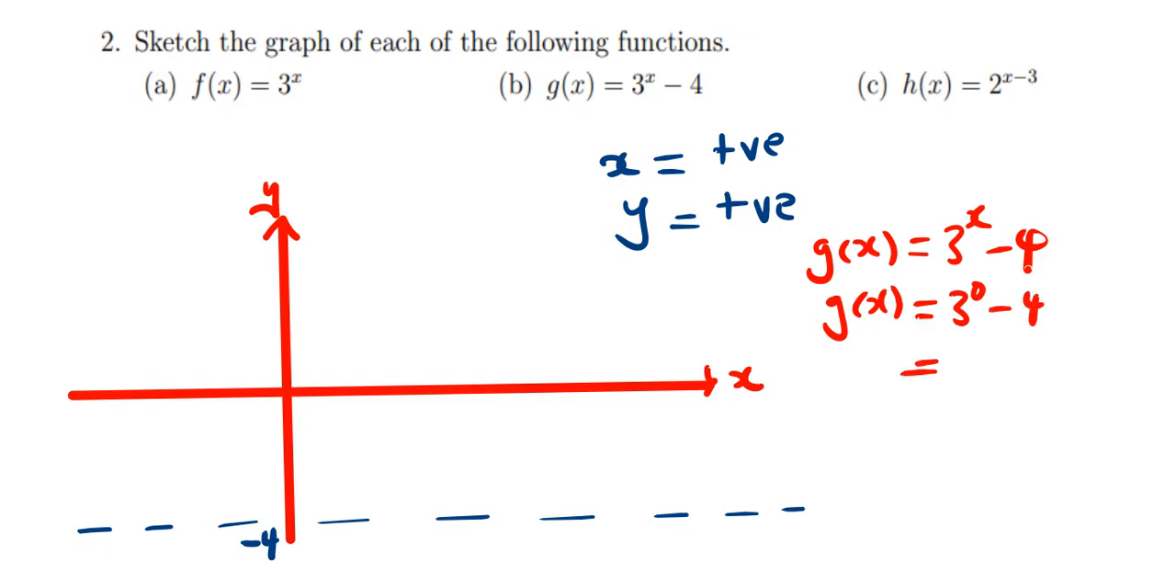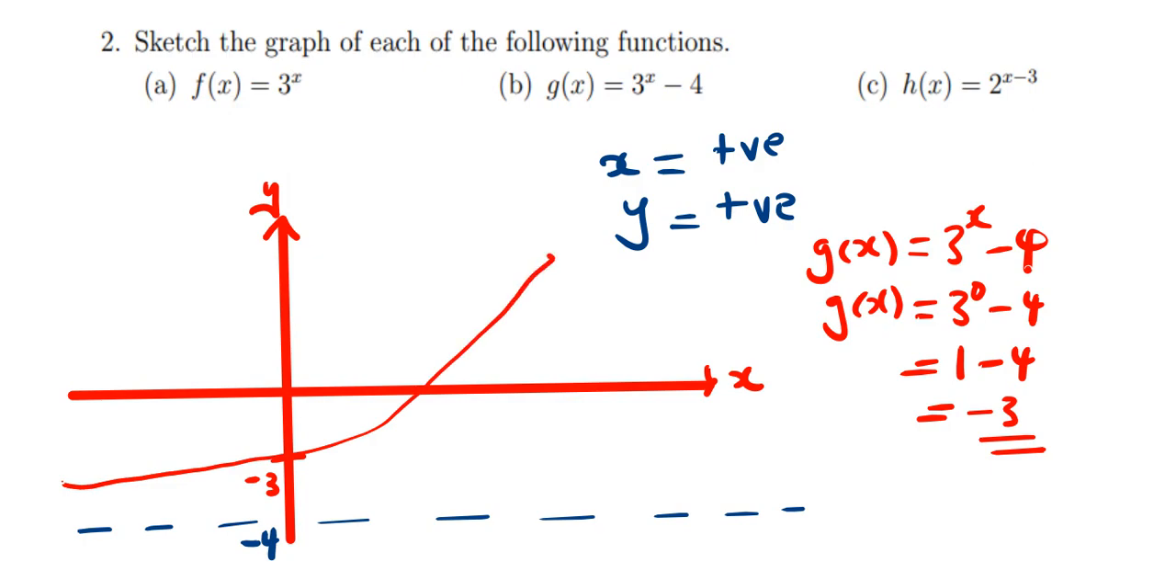3 to the power 0 is just 1, minus 4. 1 minus 4 is just -3. So this is going to cut the graph at -3. Let me say this is our -3. Therefore our graph is going to pass like that and go in that direction. Now it has also cut the x-axis at this point, so we're supposed to find the value of that point.